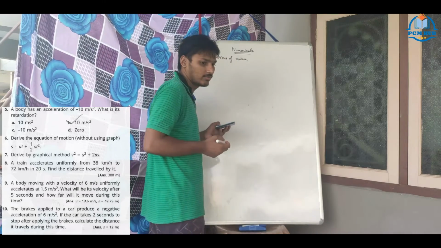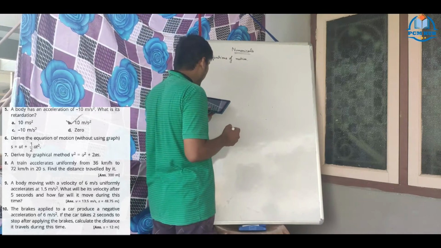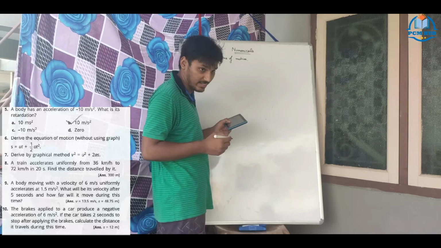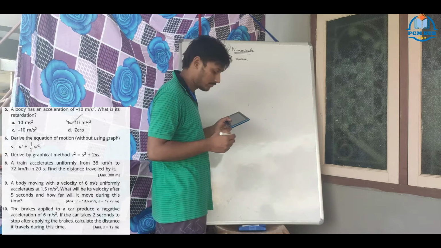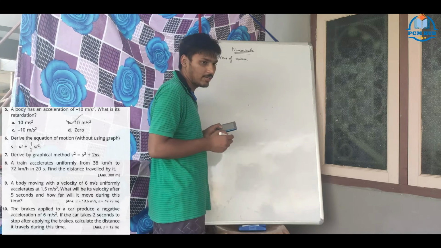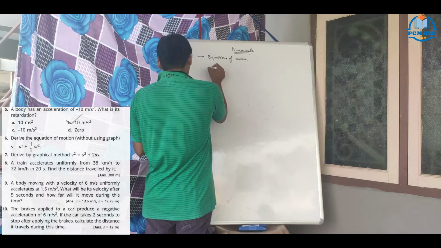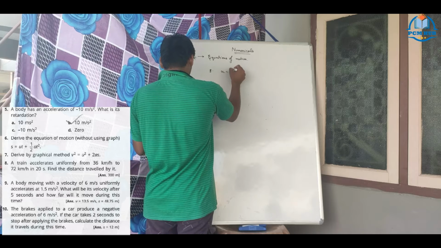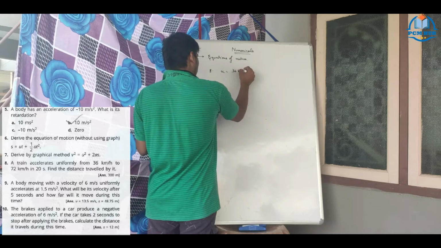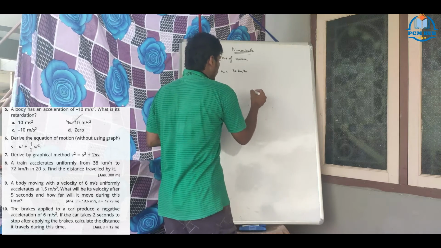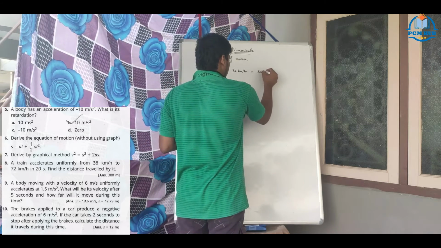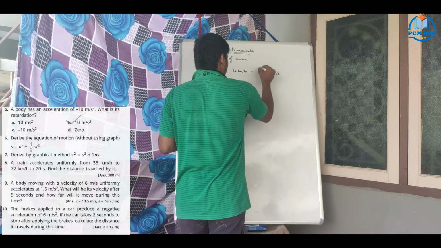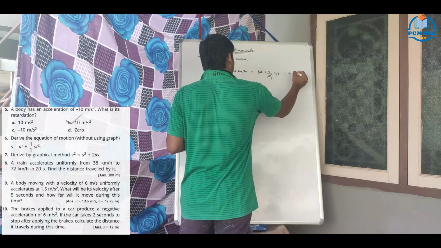Now you see, I'm doing the problem for you. A train accelerates uniformly from 36 km per hour to 72 km per hour in 20 seconds. Find the distance traveled by it. In this question, question number 8, u is given as 36 km per hour. So you convert it into meter per second. 36 into 5 by 18 meter per second. 18 ones are 18, 18 twos are 36. So 10 meter per second.